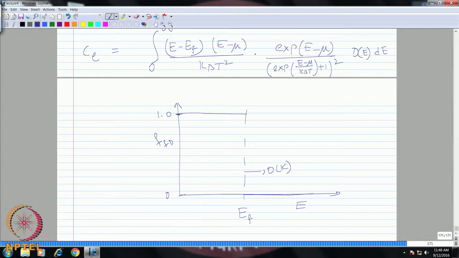Slowly it will become like this at maybe 100 Kelvin. At even higher temperature it will become more gradual, and finally at very high temperature it will be just some straight line like this, correct. So what does it mean? At higher and higher temperatures the electrons can move to the conduction band more freely. Therefore, there is a good chance that the lower energy levels and the energy levels beyond the Fermi level are also occupied, correct.